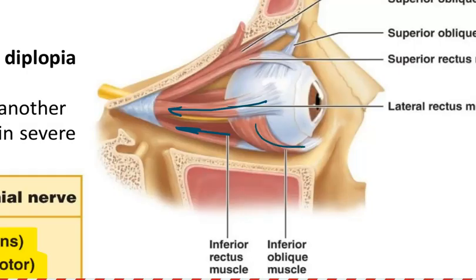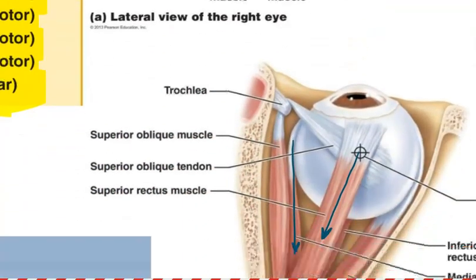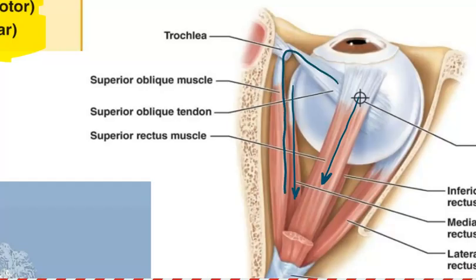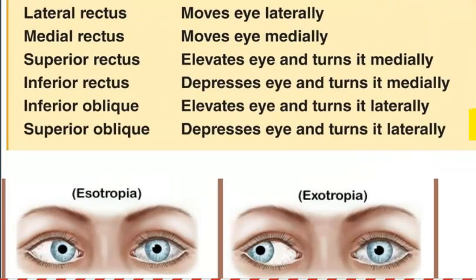Now, we have a couple of oddballs. We have the inferior oblique, and we have the superior oblique muscle, which goes through a little connective tissue structure called the trochlea, which quite literally means the pulley. Okay? So the inferior oblique raises your eye and moves it laterally, sideways. Superior oblique depresses the eye and moves it laterally as well.